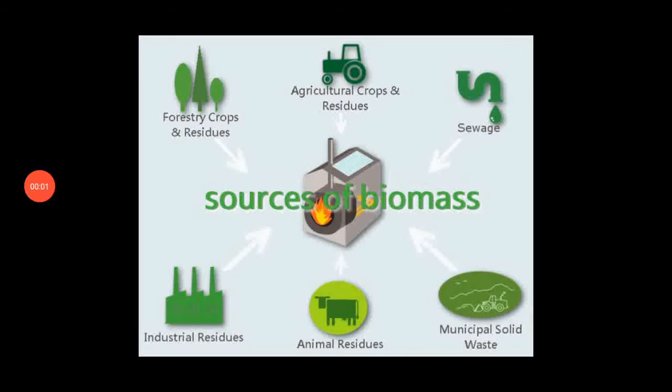Now, how is biomass a renewable source of energy? We have studied that this is a renewable source of energy. How? Because of the following two reasons. First, waste residues will always exist: forest resources, scrap wood, animal waste, agricultural waste, sewage, industrial residues, animal residues, and municipal solid waste will always be present around us. So we can use these materials to produce biomass.